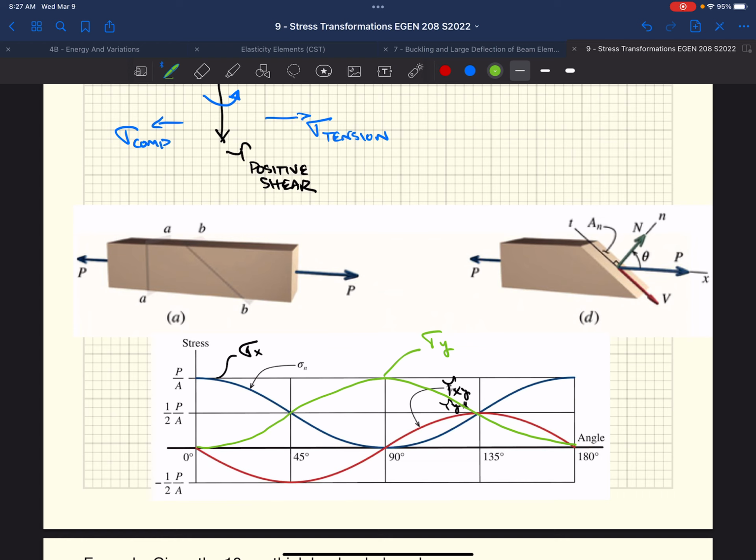Any questions? We're going to be talking about this for a while. We're going to do plenty of examples, okay? Right. There are other methods to do this, yeah.